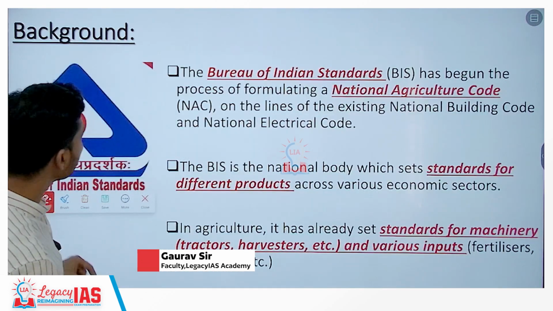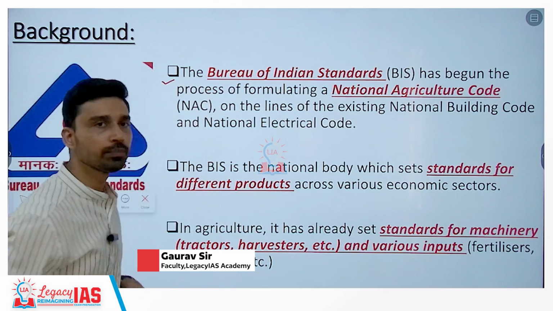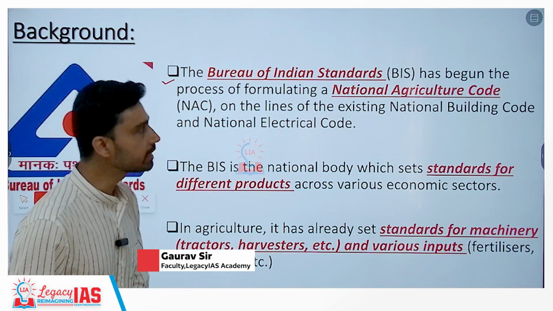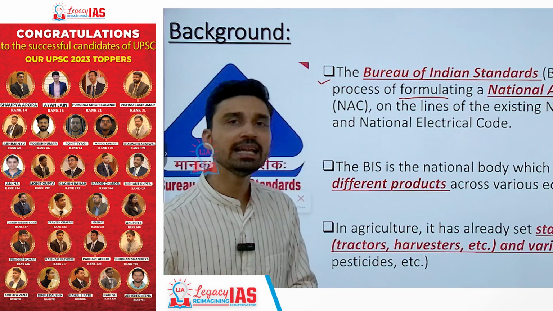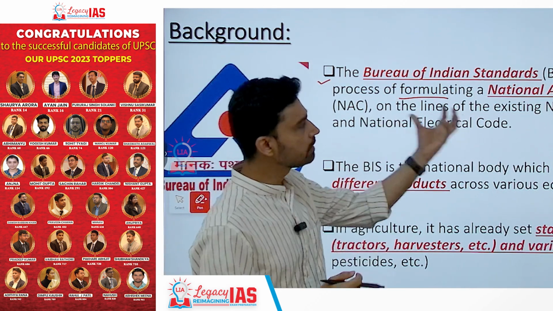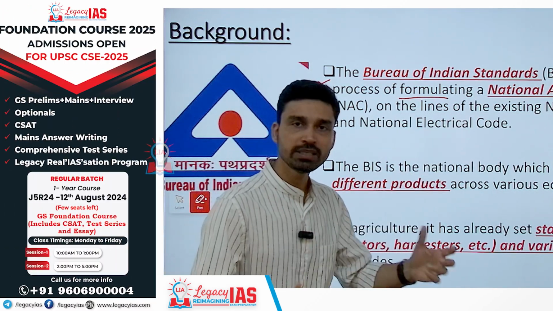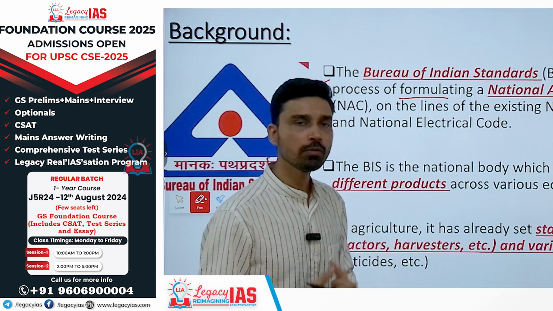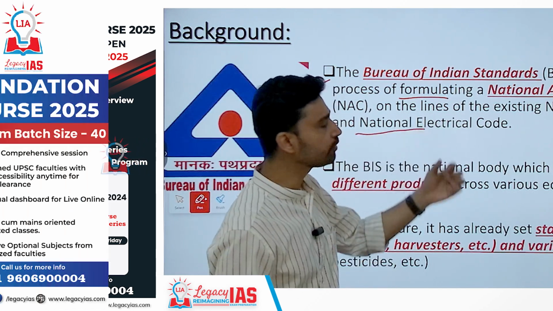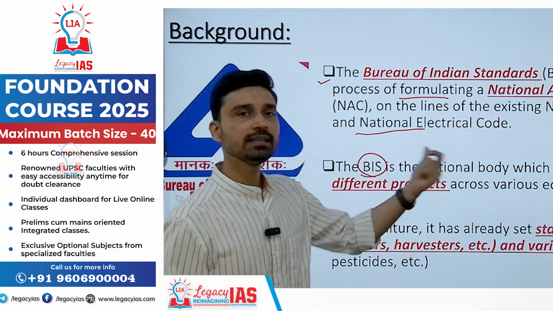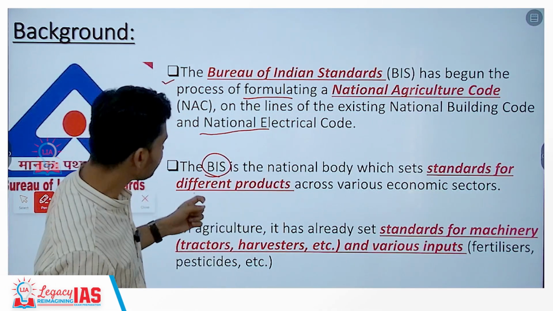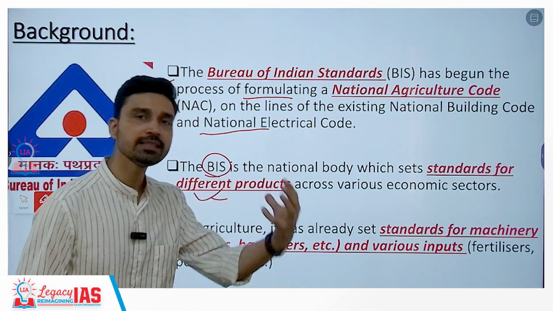First of all, to give you the background of this topic, the BIS, or the Bureau of Indian Standards, has begun a process of formulating the NAC, that is, the National Agricultural Code. It is similar to the NBC, the National Building Code, that has been formulated, and also the National Electrical Code. The BIS is a national body which sets standards for different products across various economic sectors.